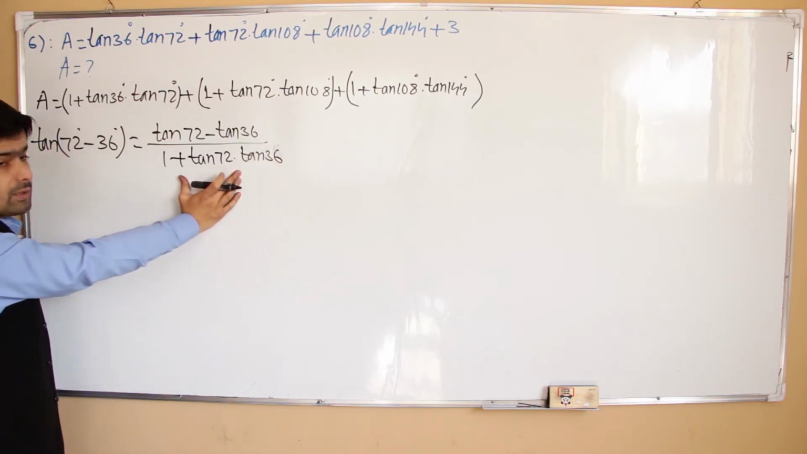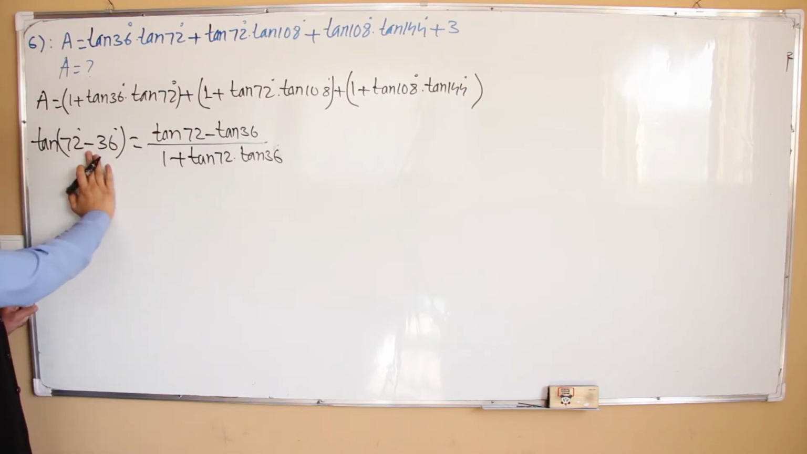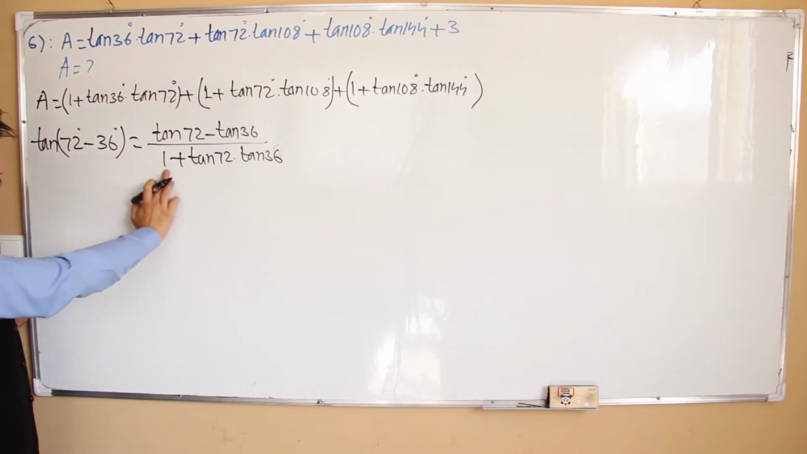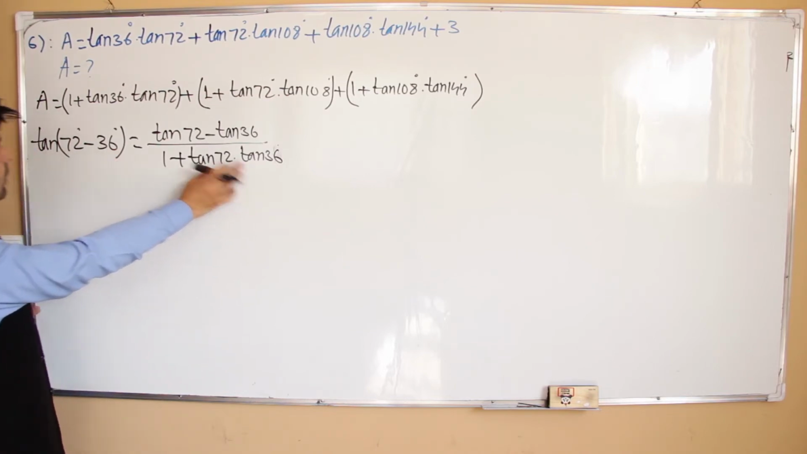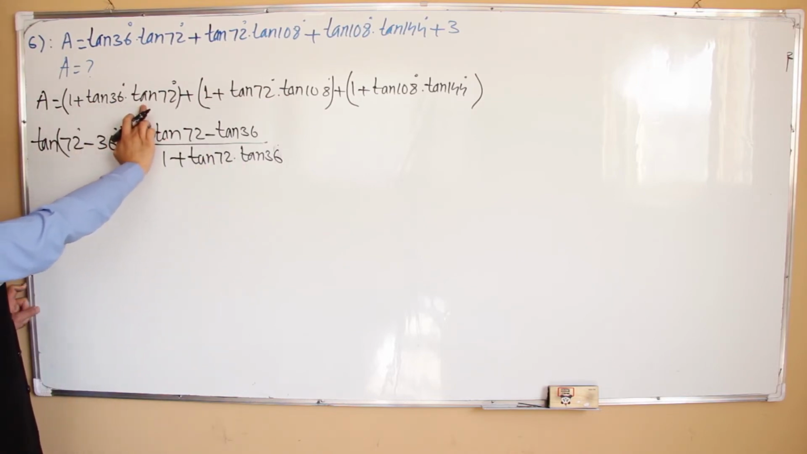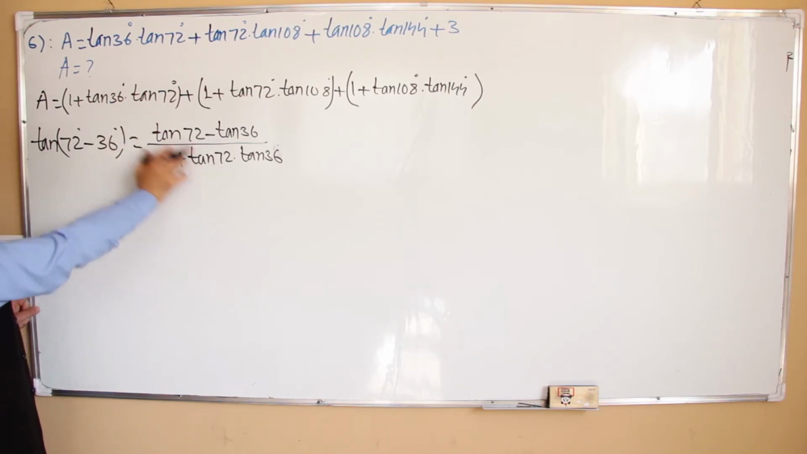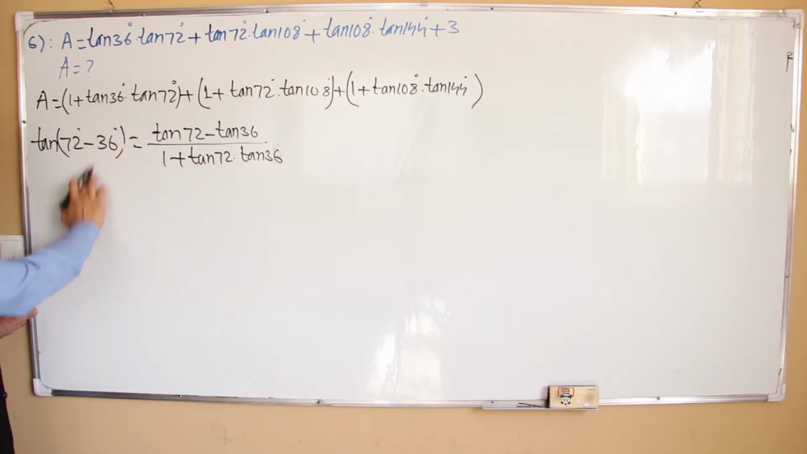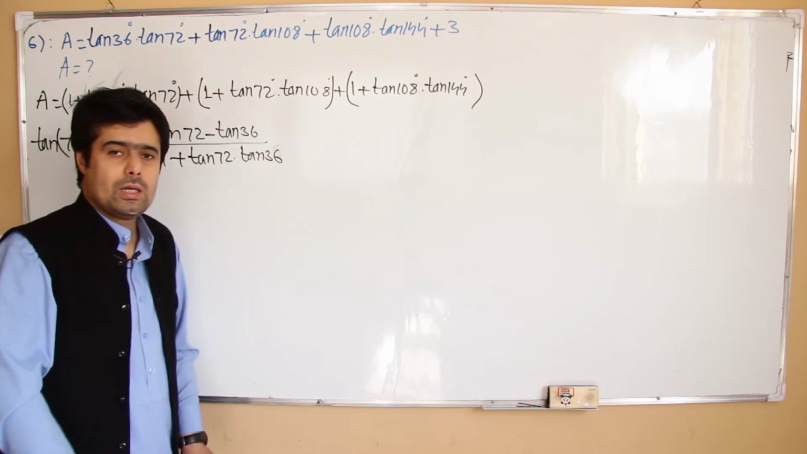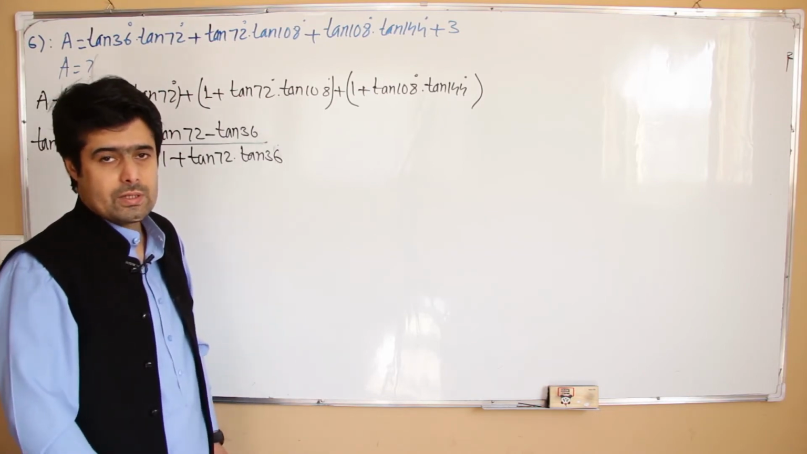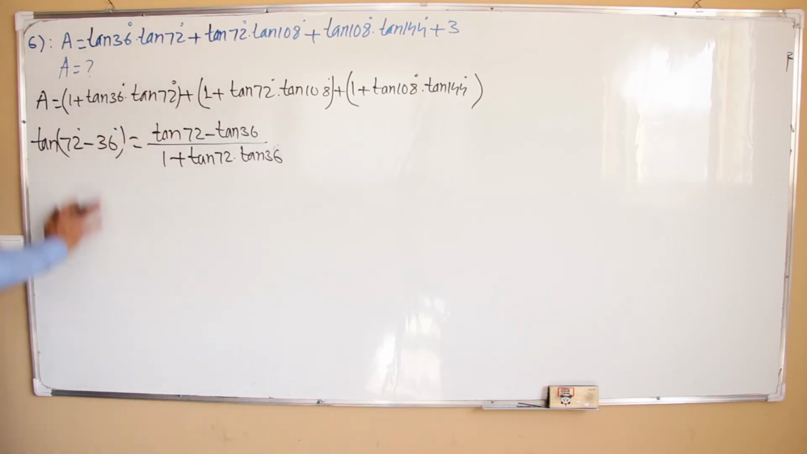Because of the denominator, I defined this one. But why? Because if I define 72 minus 36, we will have 1 plus tangent alpha tangent beta, and here we have 1 plus tangent alpha tangent beta. So this denominator looks like this one. For this result, I define the negative one, the difference. And here, can I change the position of this one with the denominator?